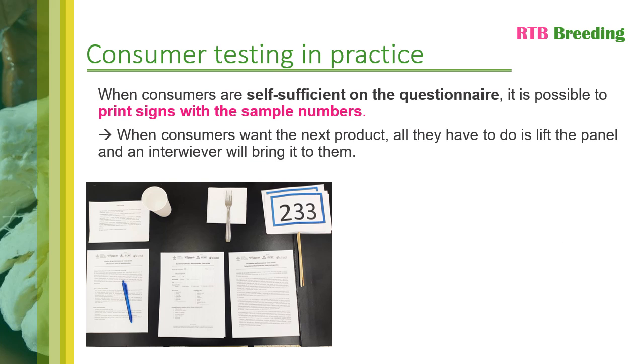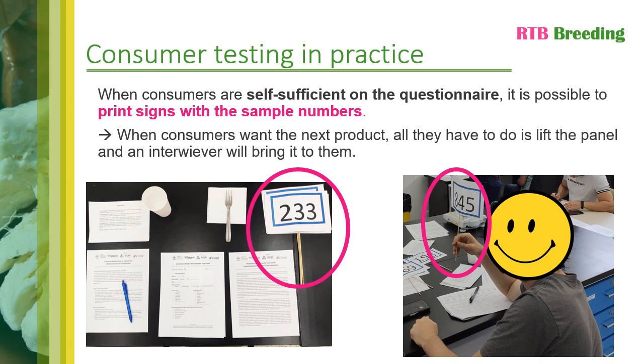There is also the option to add a little extra when you're doing the tests. It's a small sign with the code for the sample numbers. When consumers are able to answer the questionnaires on their own, they can ask for the next sample to be brought to them by simply raising the sign with the number of the sample they need. This way, the interviewer will know which sample they need and can bring it to them.